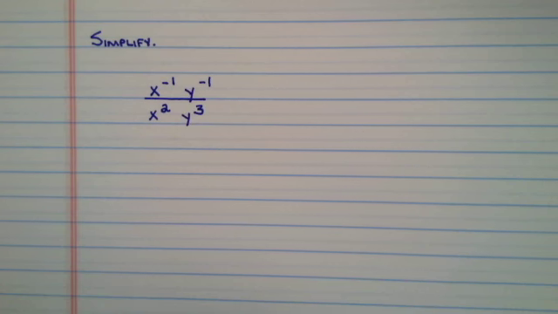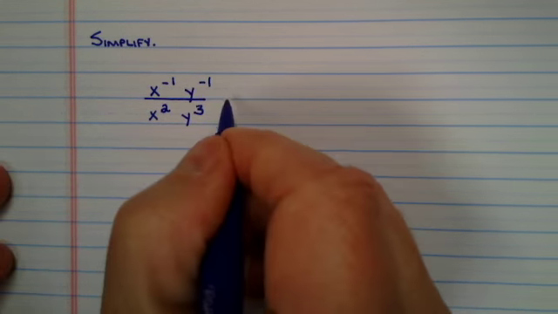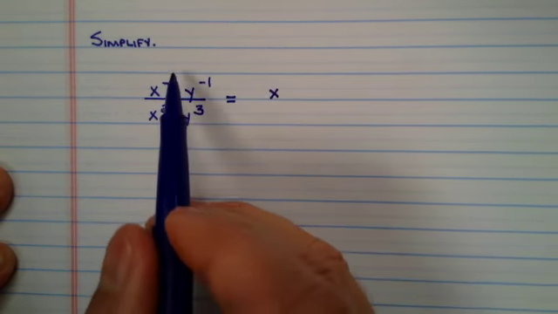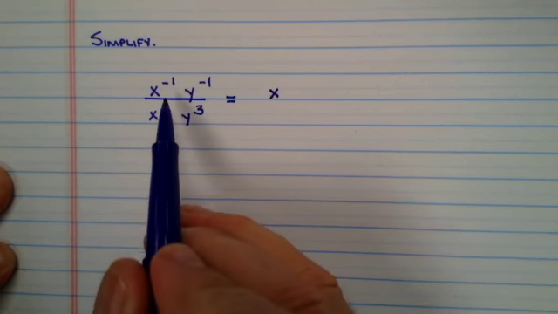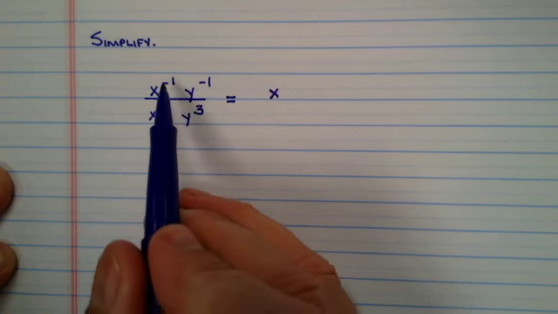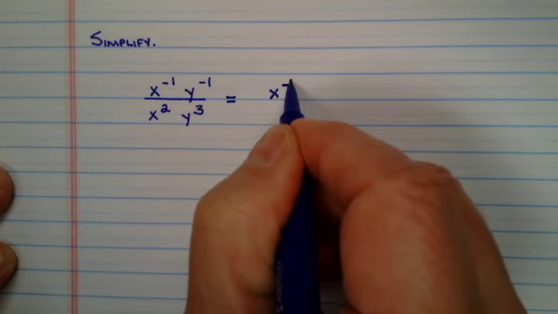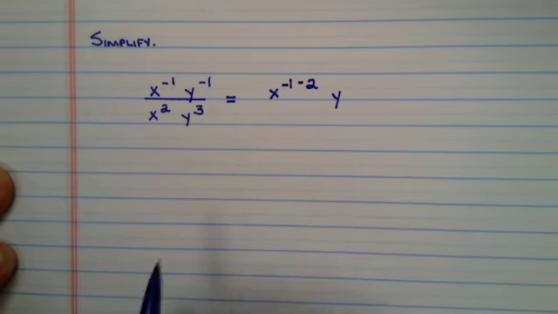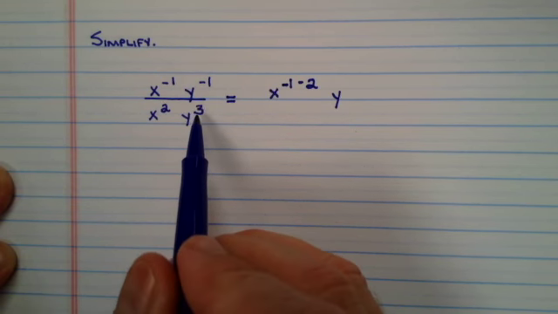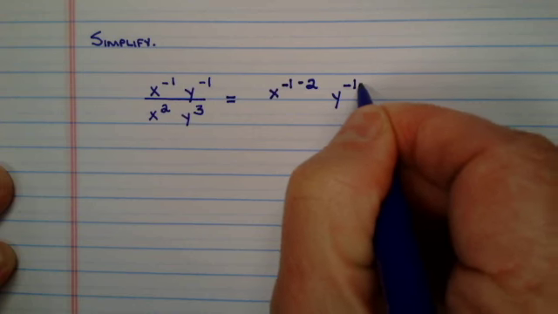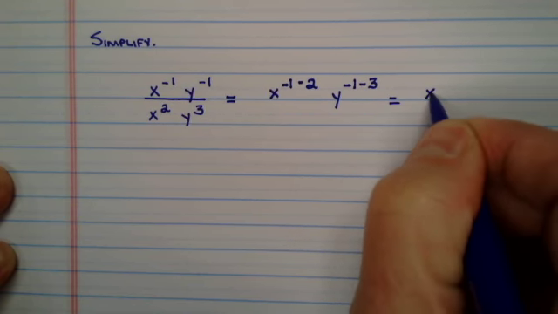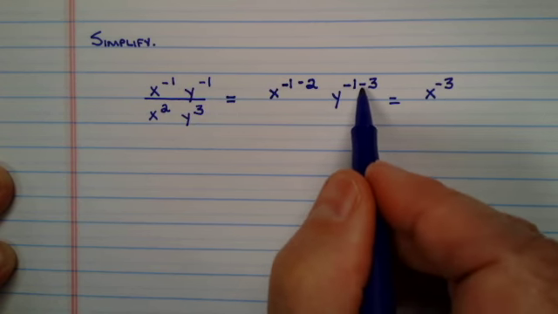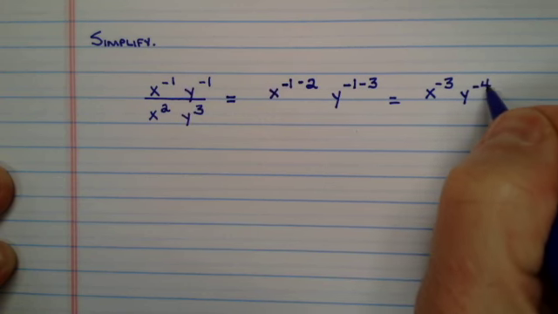Now we're going to look at an example that has more than one variable in it. I'm going to start off with my x's. I'm going to write down an x. My rule is when I divide, I subtract my exponents, and I'm only going to subtract the exponents on the x. This is going to be -1 minus 2. Then I'm going to write down the other variable I'm using, y. Again, my rule is when I divide, I subtract my exponents. That's going to give me -1 minus 3. -1 minus 2 is going to give me -3. And -1 minus 3 is going to give me -4 on the y.